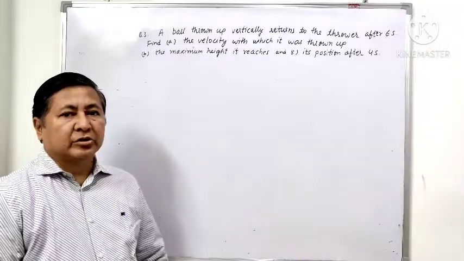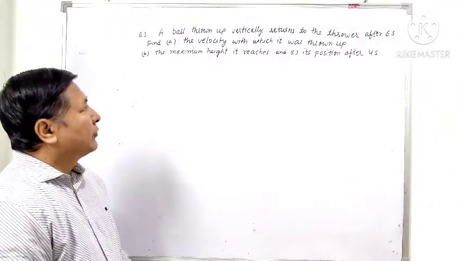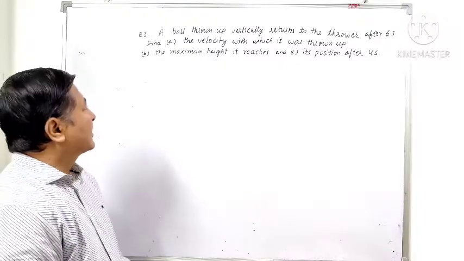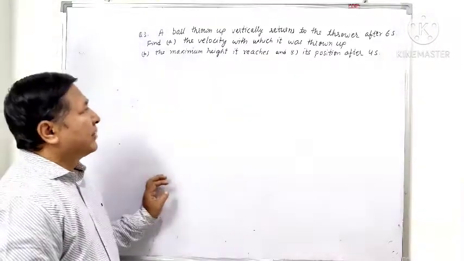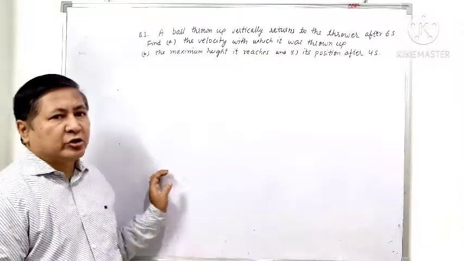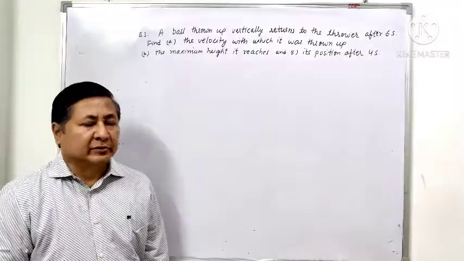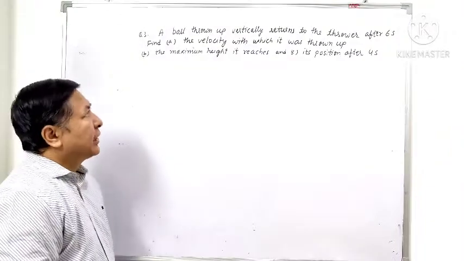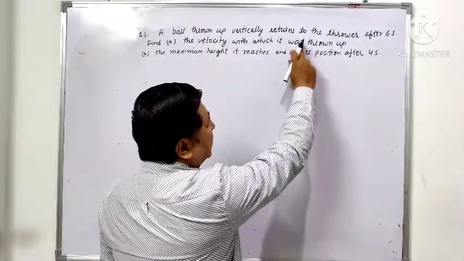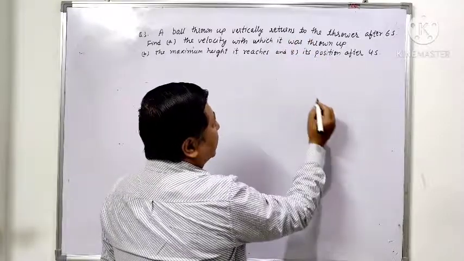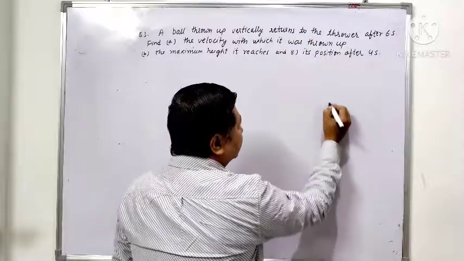Let us solve question number 3. A ball thrown up vertically returns to the thrower after 6 seconds. Find the velocity with which it was thrown up, the maximum height it reaches, and its position after 4 seconds. Now in the question it is given that the ball thrown up vertically takes 6 seconds to return back to the surface of the earth.